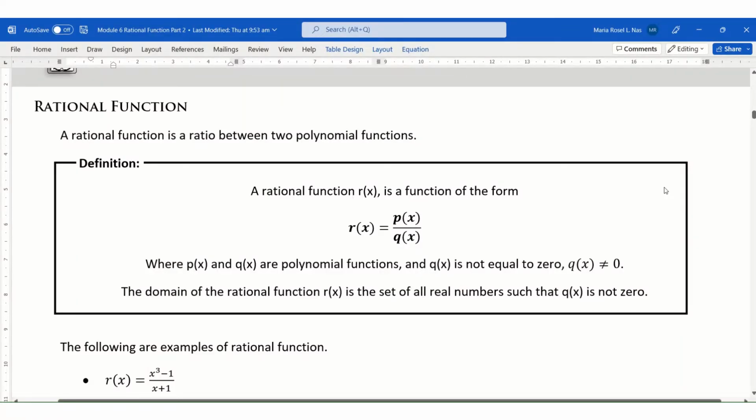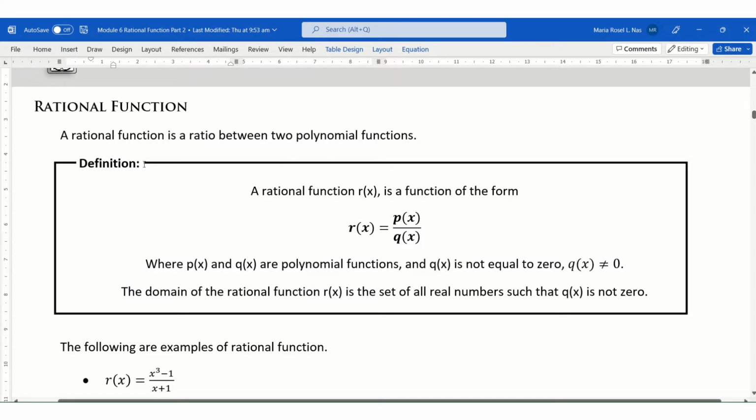So in this video, we're going to learn how to determine whether a given function is a rational function. So let us first define what a rational function is. Sabi dito, a rational function is a ratio between two polynomial functions. So therefore, yung numerator and denominator natin dapat polynomial function sila.